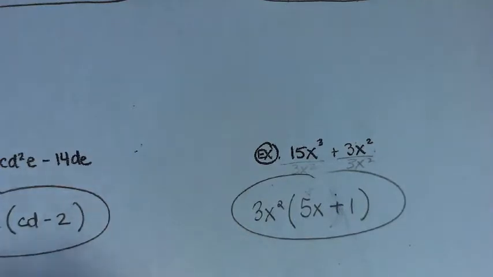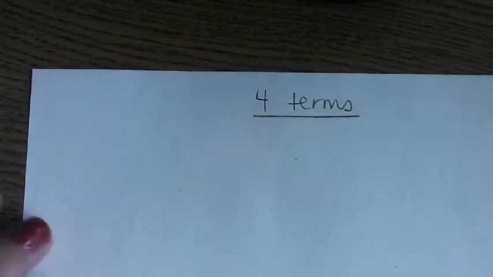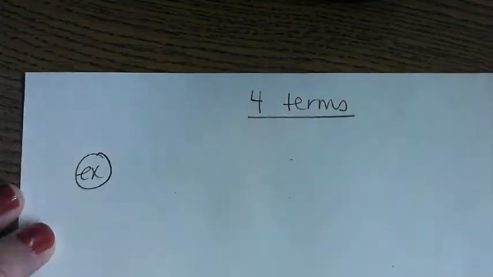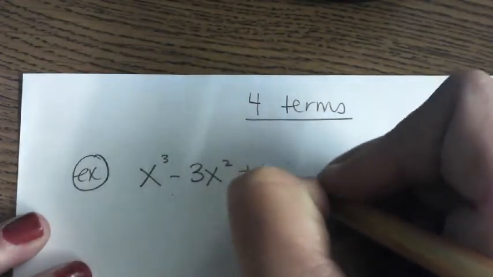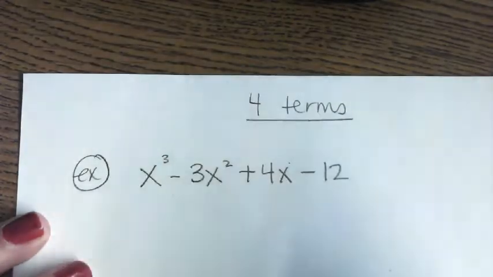Okay, flip over to the back and write 4 terms at the top. This may be where we're a little different than what you did last year. So write down x cubed minus 3x squared plus 4x minus 12.